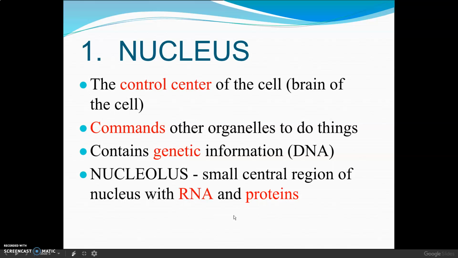The first organelle, the nucleus. The nucleus is the control center of the cell, or the brain of the cell. It commands other organelles to do things, contains genetic information, the DNA, and it also has the nucleolus. It's a small central region of the nucleus with RNA and proteins.